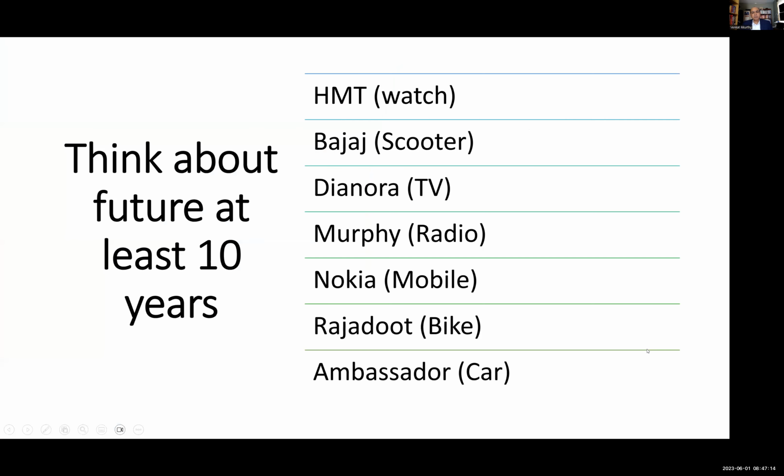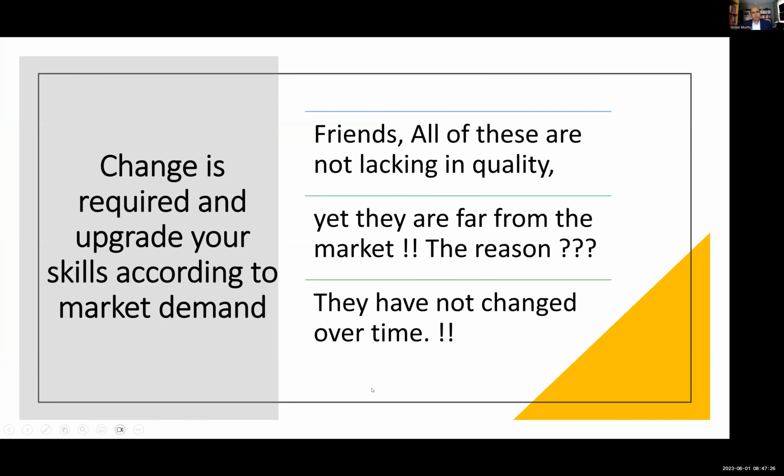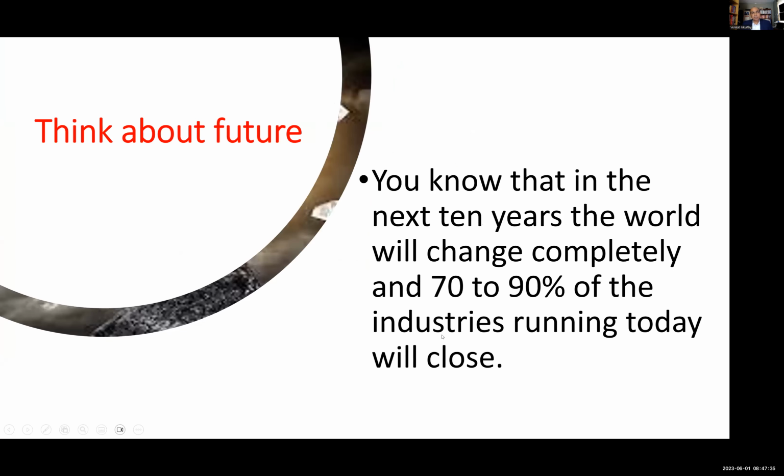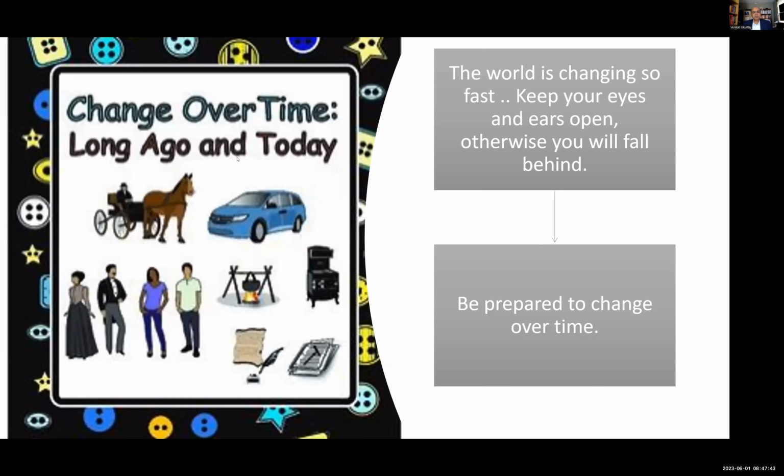Why? Similarly, look at HMT, Bajaj Chetak scooters, Dyanora television, Murphy radio, Nokia phone, Rajdoot, and Ambassador. These were all some of the best products, but they are far from the market now. The reason is they did not change over the time. We need to change with our time, otherwise we are all in museums. That's the reason I'm encouraging people to think about the future and change over the time.